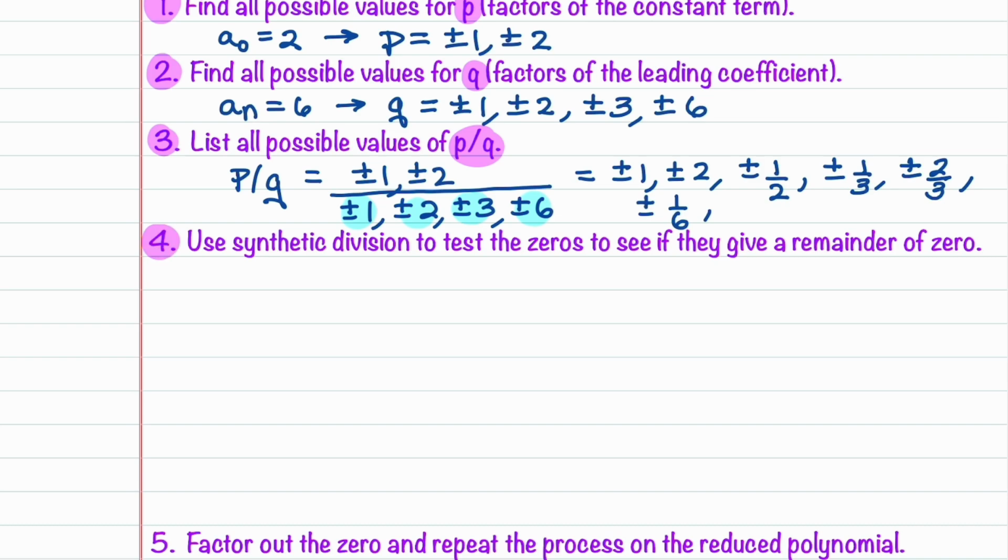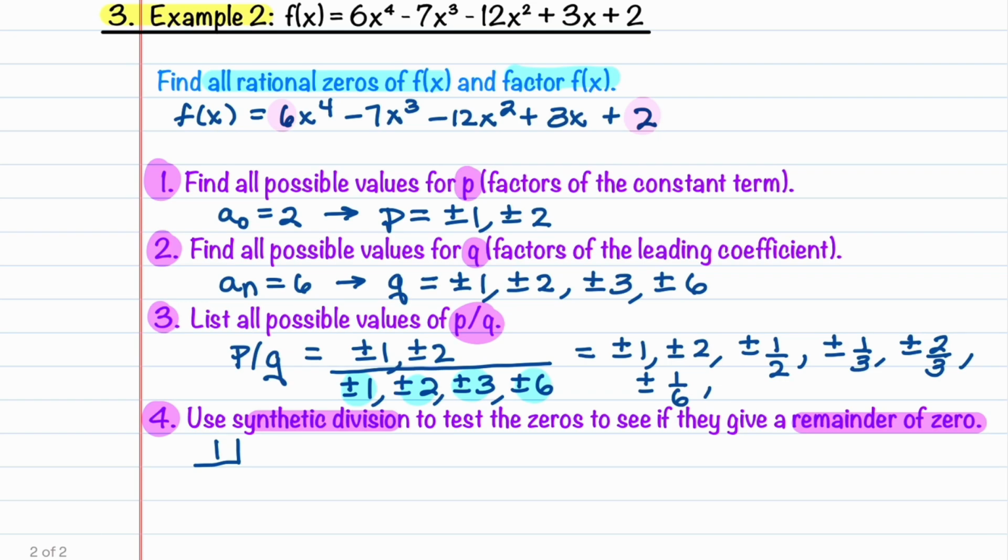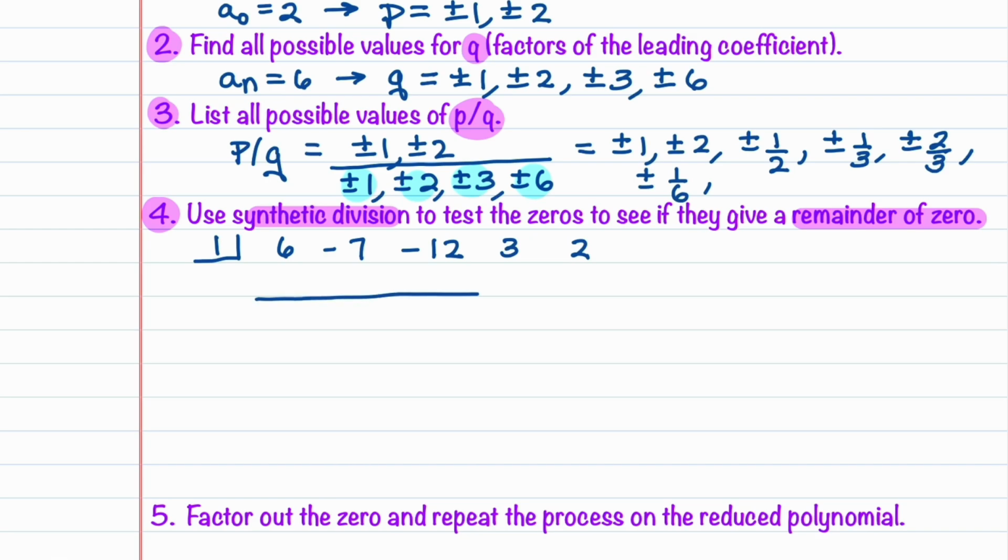Now what we're going to do is use synthetic division to test our zeros and see if they give us a remainder of 0. I usually like to start with the simplest integers first and then go to the simplest fractions if we actually need to. I'm going to begin by testing x is equal to 1. So let's go ahead and do our corner here. We'll put 1, and we'll have to pull this back down so we can see our constants. Our constants in our f of x are 6, minus 7, minus 12, 3, and 2. We'll go ahead and draw our line.